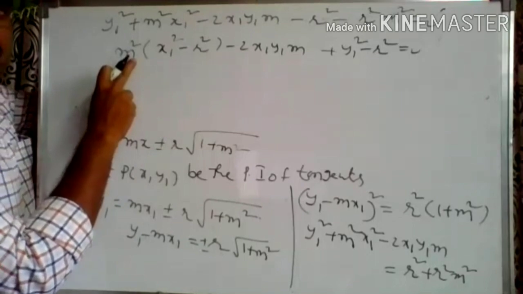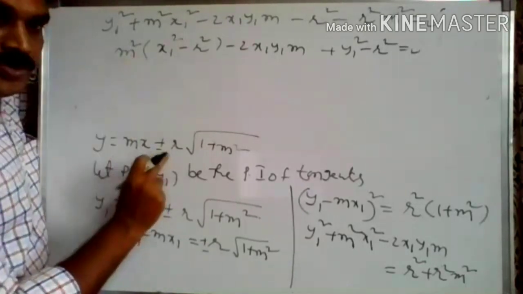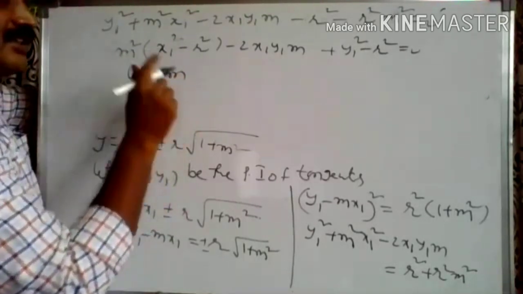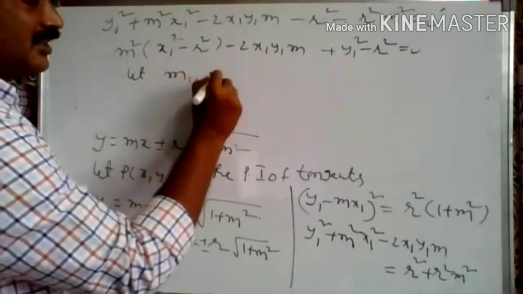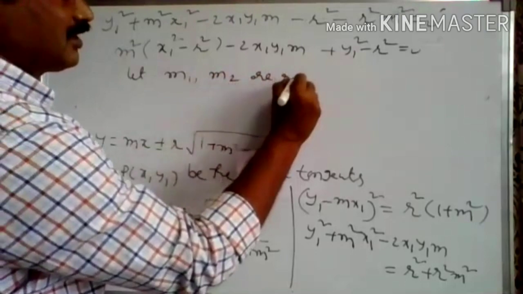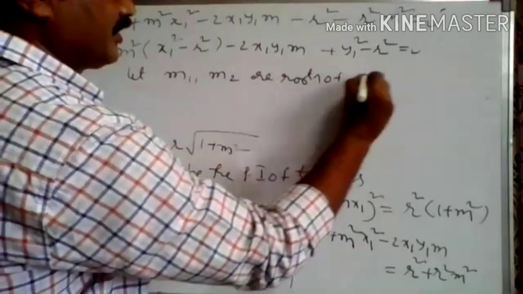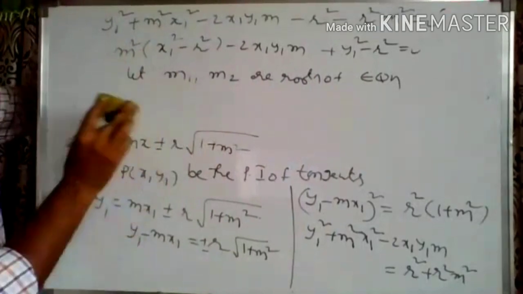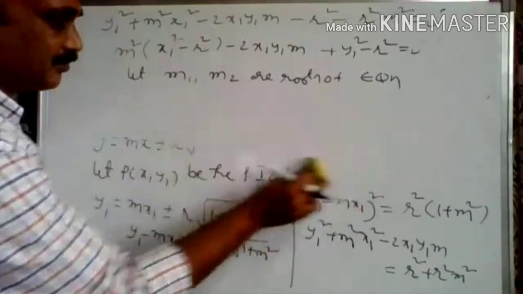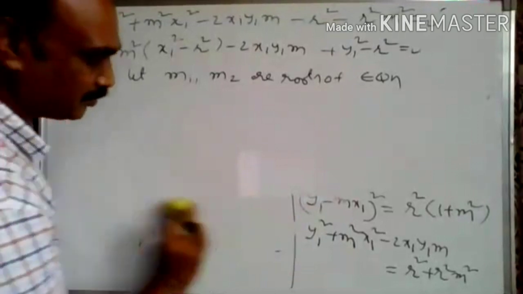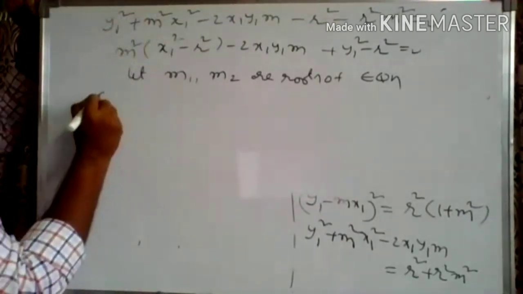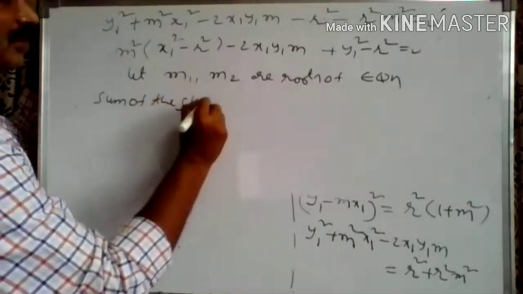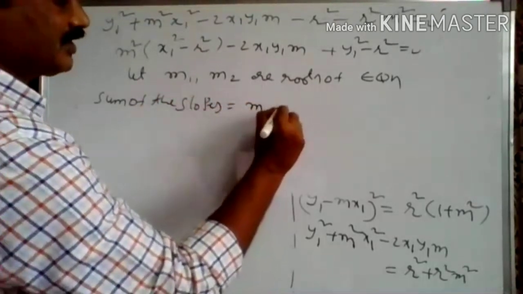This is a quadratic equation in m, where m is the slope of the tangent. Let the two roots be m1, m2. Here m is the slope of the tangent, so m1, m2 are the slopes. Therefore, this is important, the sum of the slopes is m1 plus m2.